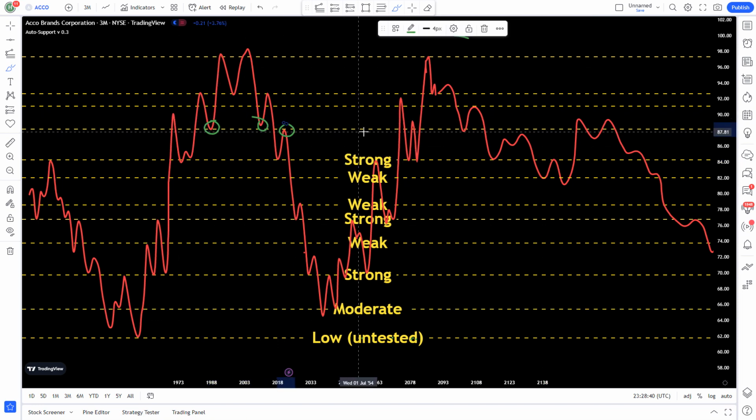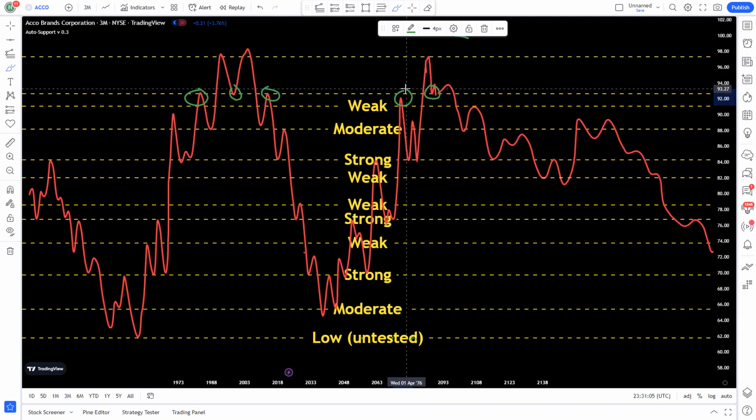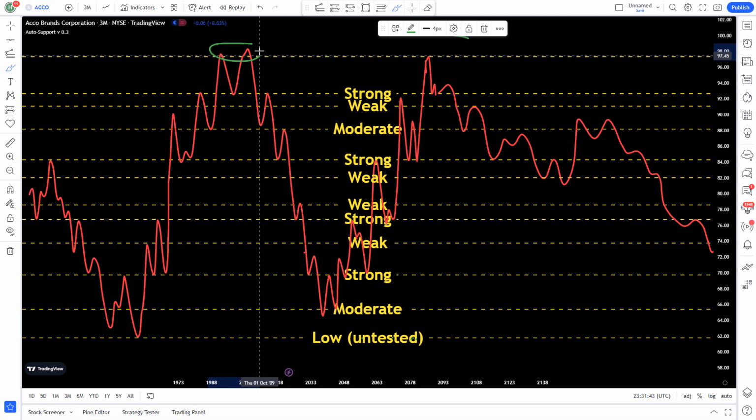Next level acted as both support and resistance. The level failed a few times, but still moderately strong. Next line didn't have any convincing turning points, making it weak. Level toward the top served as both support and resistance, making it strong. We want to keep the high on the chart as it's been tested 3 times.